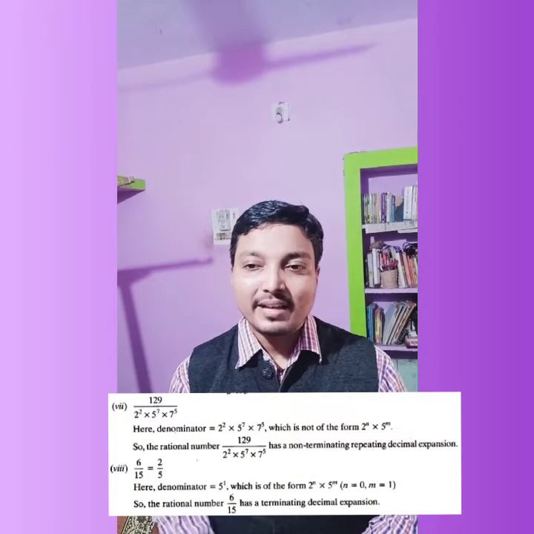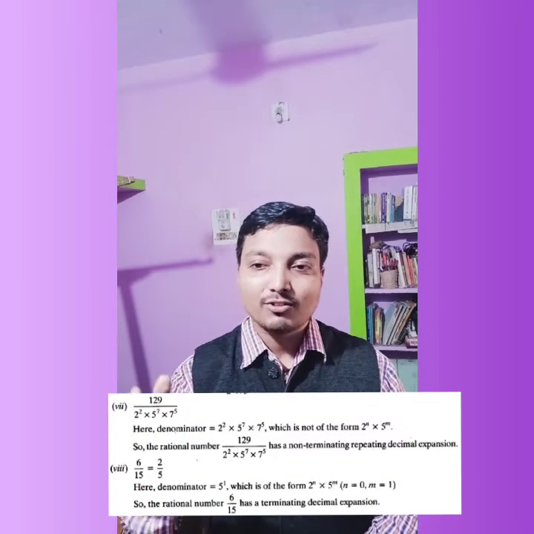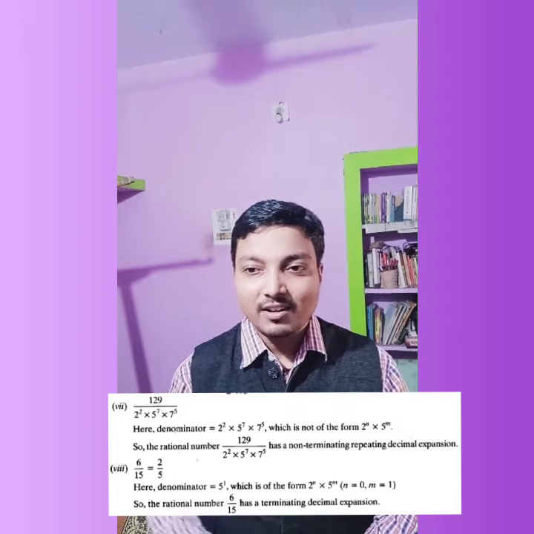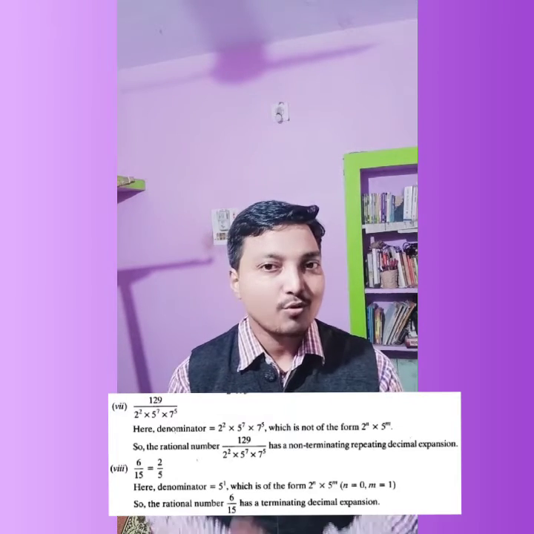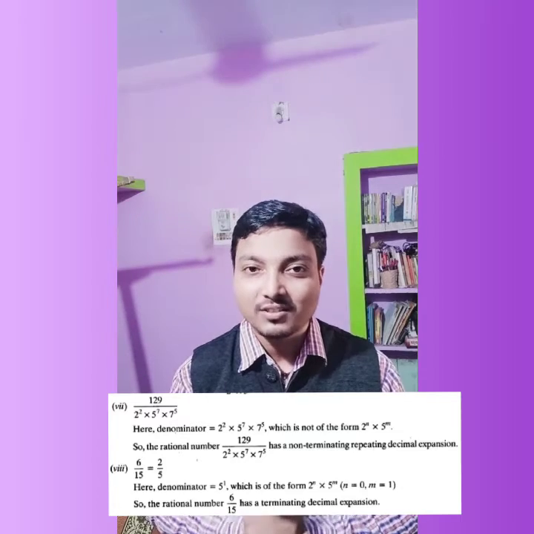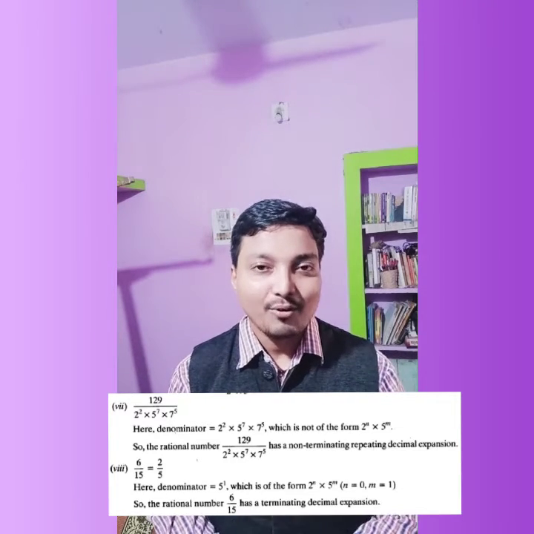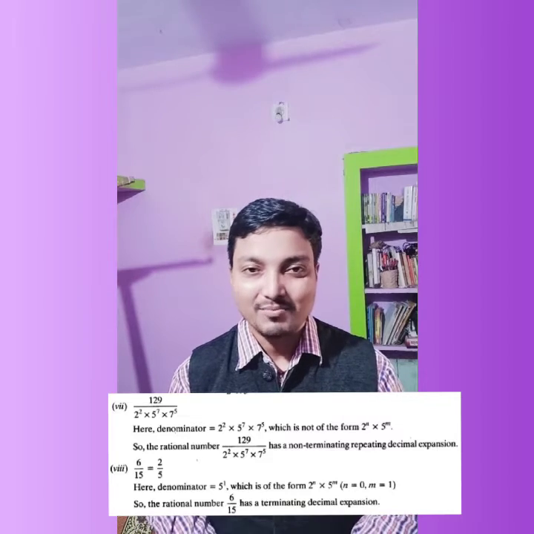Next question, it is 129 divided by 2 square into 5 to the power 7 into 7 to the power 5. So nothing can be cancelled between the numerator and denominator. It means the numerator and denominator are both in co-prime form. First you just have to check whether they are co-prime or not. If anything can be cancelled, first you have to cancel it, otherwise our formula cannot be applicable here.